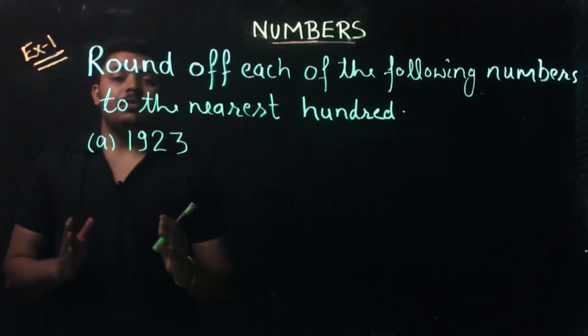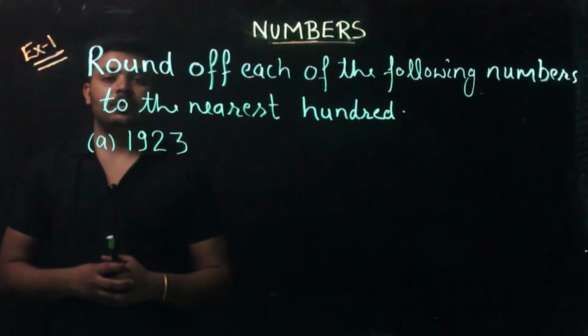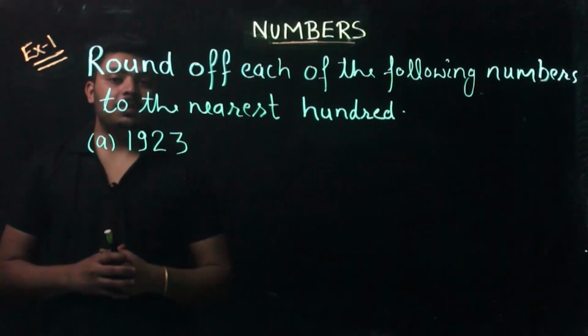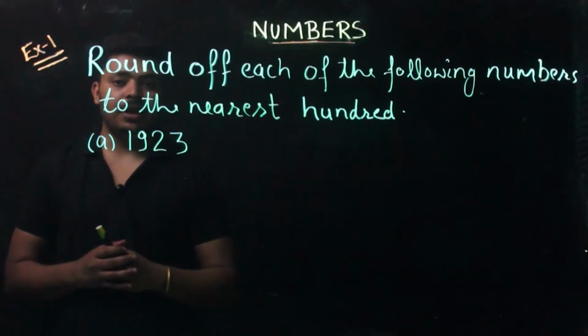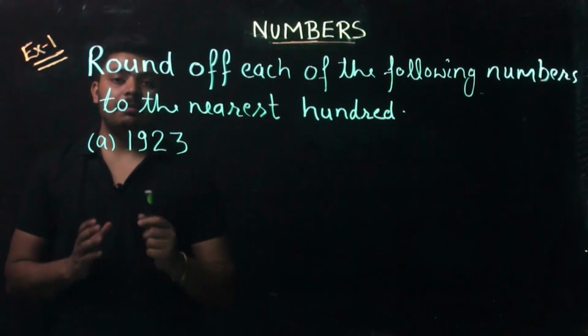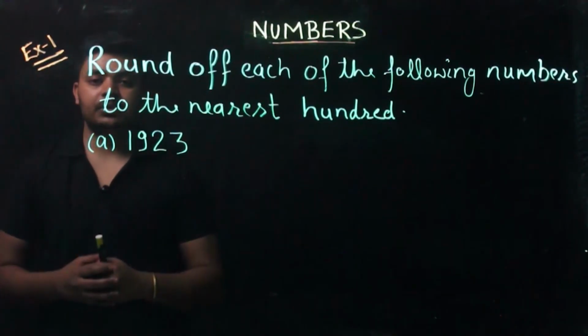So, the rounding of the number to the nearest 100 involves two major points. First, if the number at tens place is less than 5, then we need to replace the number at tens and ones place with 0 and the rest of the numbers remain the same.